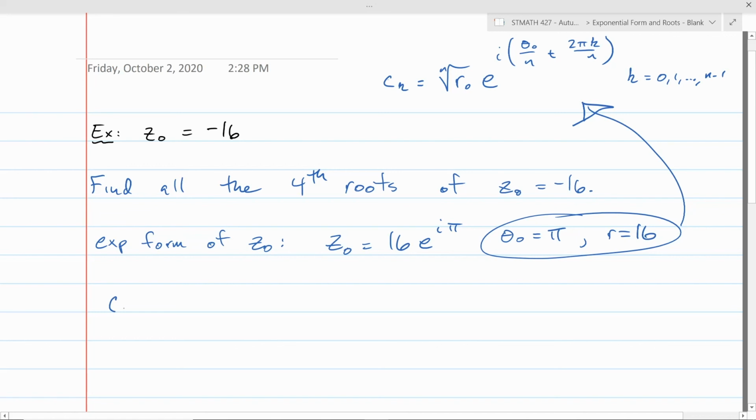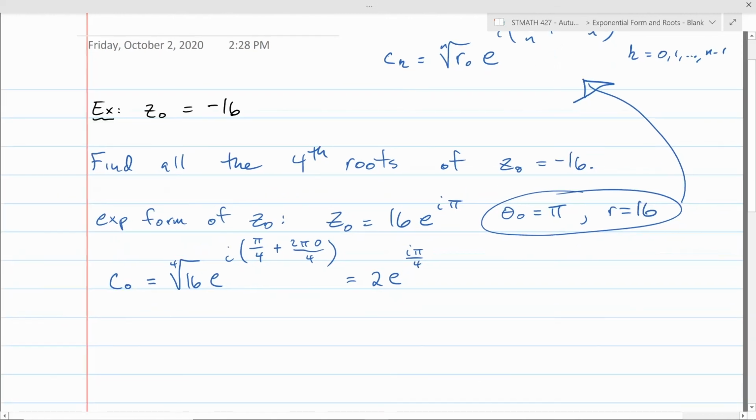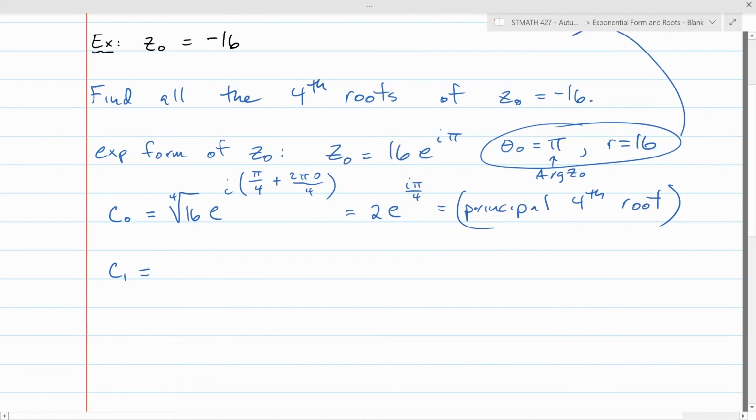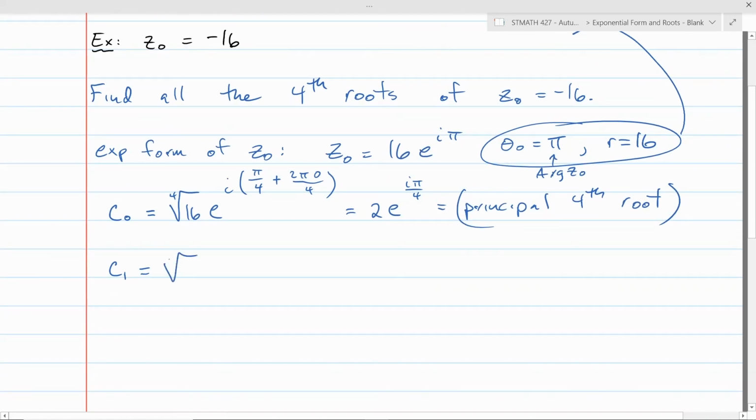We're going to have a c0. The counter starts at 0 and goes to 4 because we're doing fourth roots. So c0 would be the fourth root of 16 times e to the i times theta naught, which is pi, over 4 plus 2 times pi times 0 over 4. And so the 4th root of 16 is 2, and then this would be e to the i pi over 4. And then that 0 times stuff just goes away. By the way, this is the principal 4th root, because the angle that I started with, theta naught, was the arg. So I got the principal 4th root.